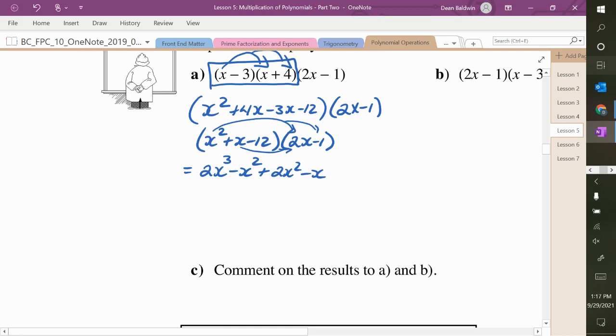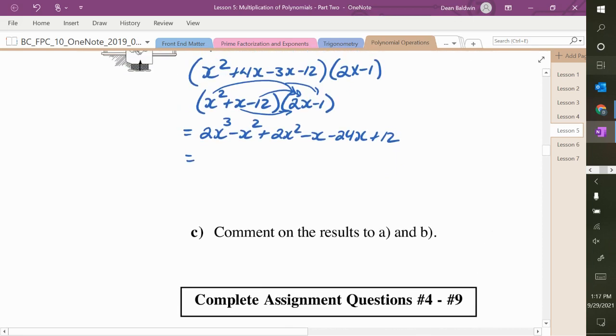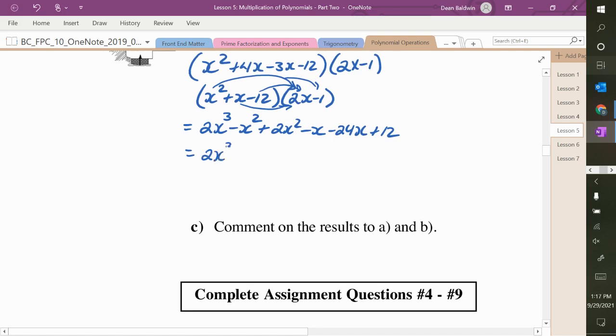And then the final step is the negative 12. Negative 12 times 2x is what? Negative 24x. Negative 12 times negative 1 is positive 12. And what's my final step? Your like terms. Can anything combine with the cube? So 2x cubed just stays there.